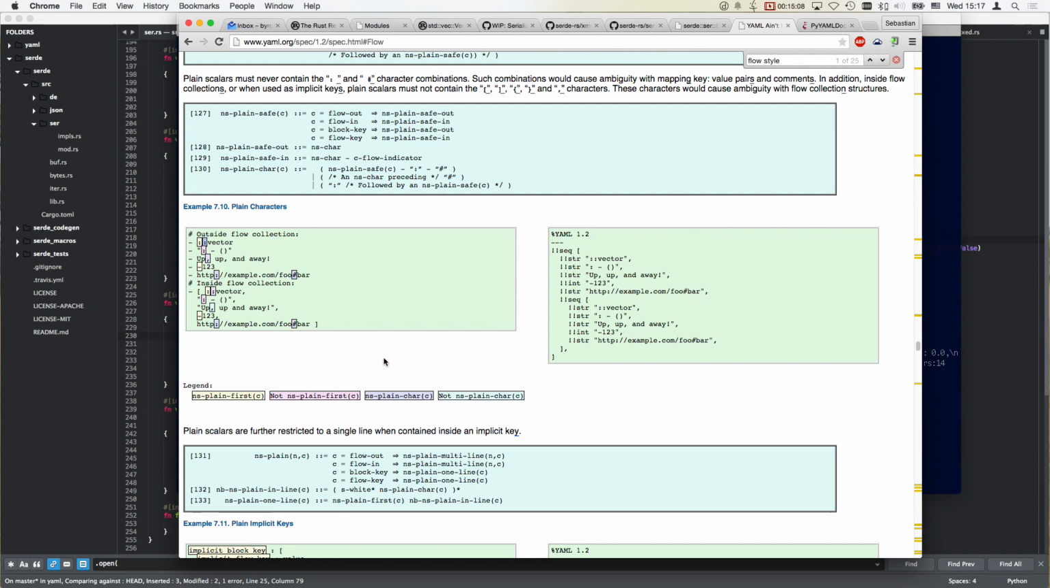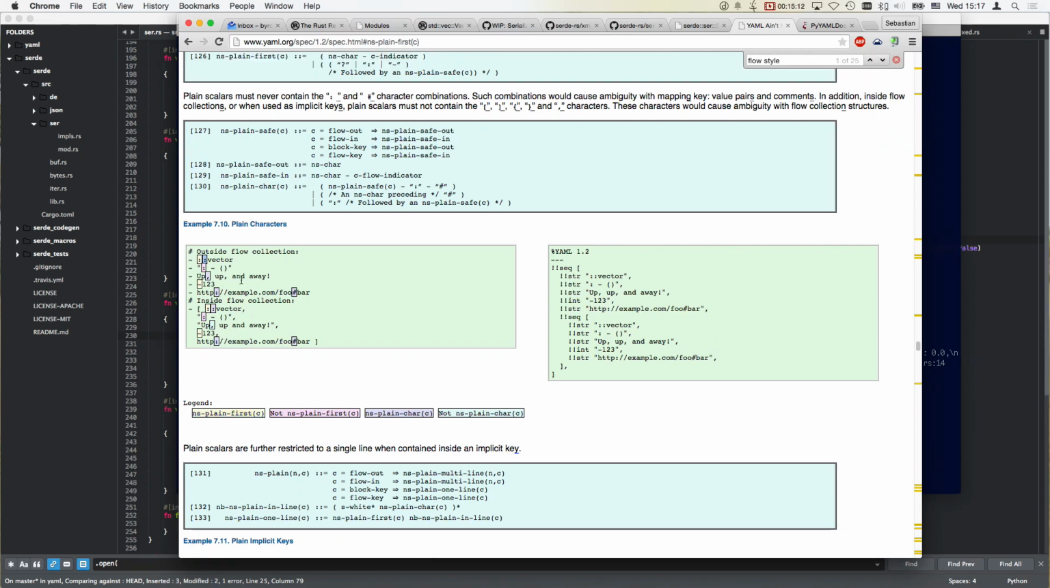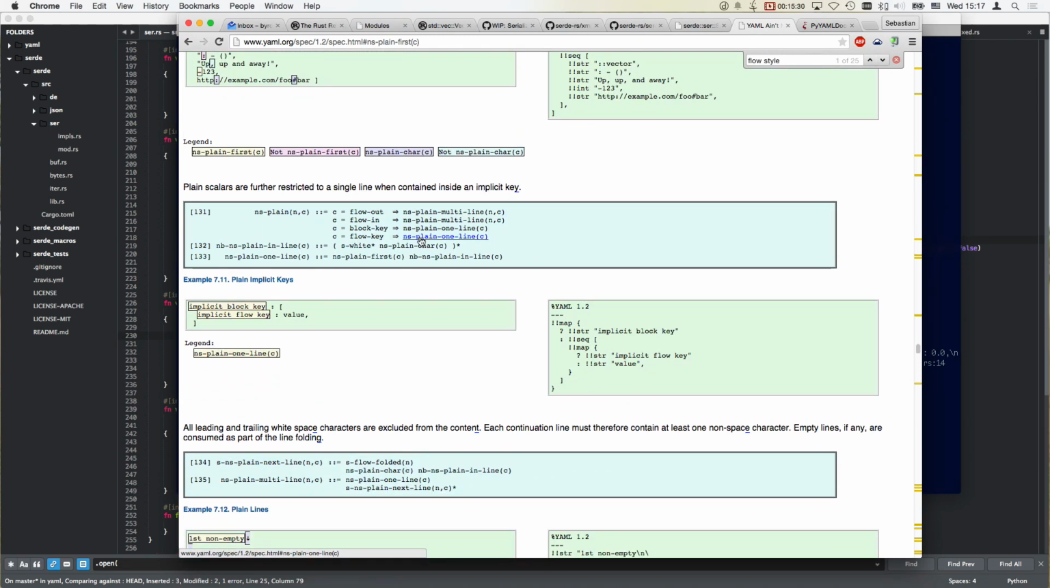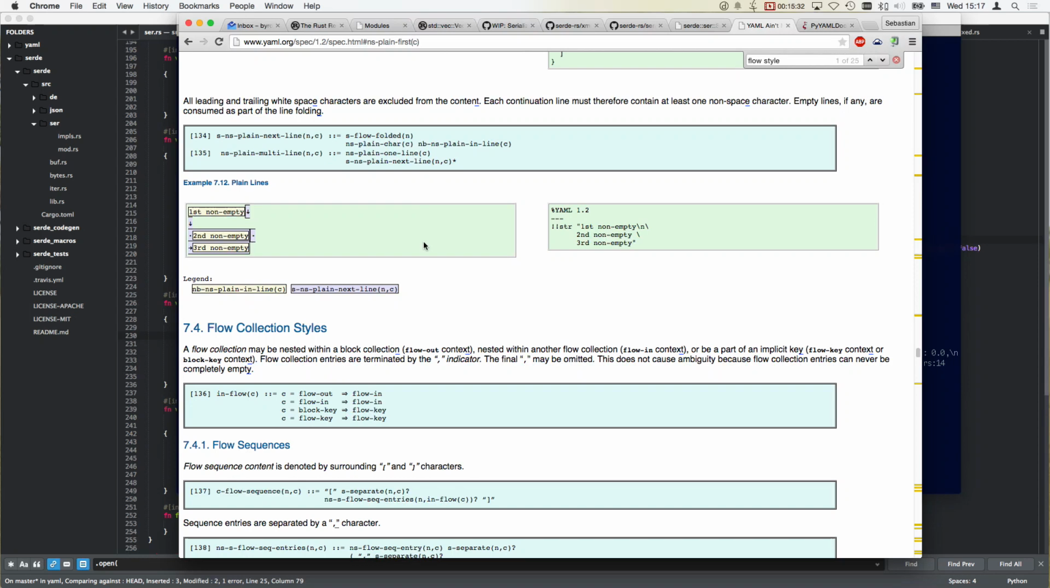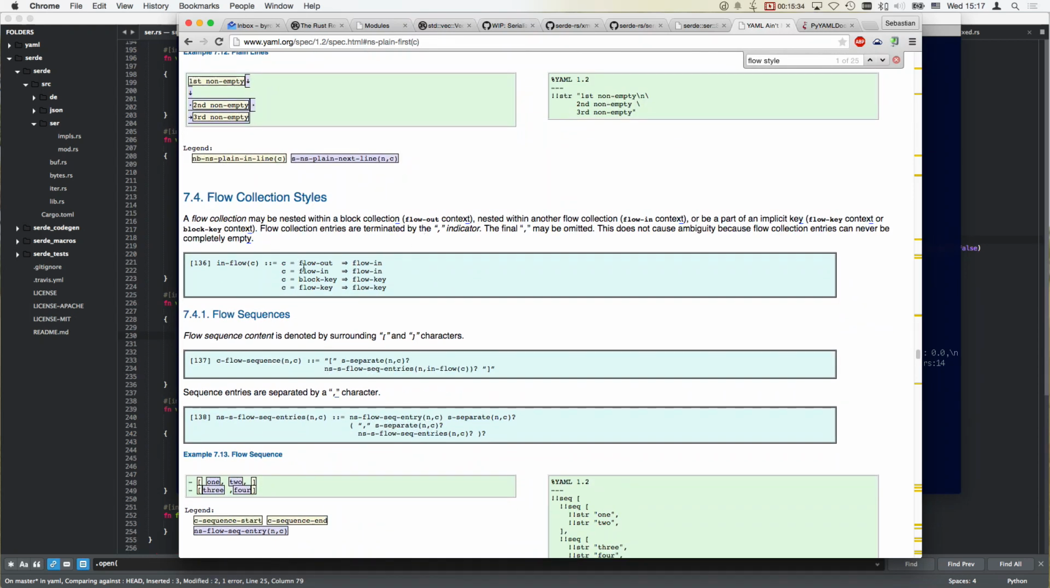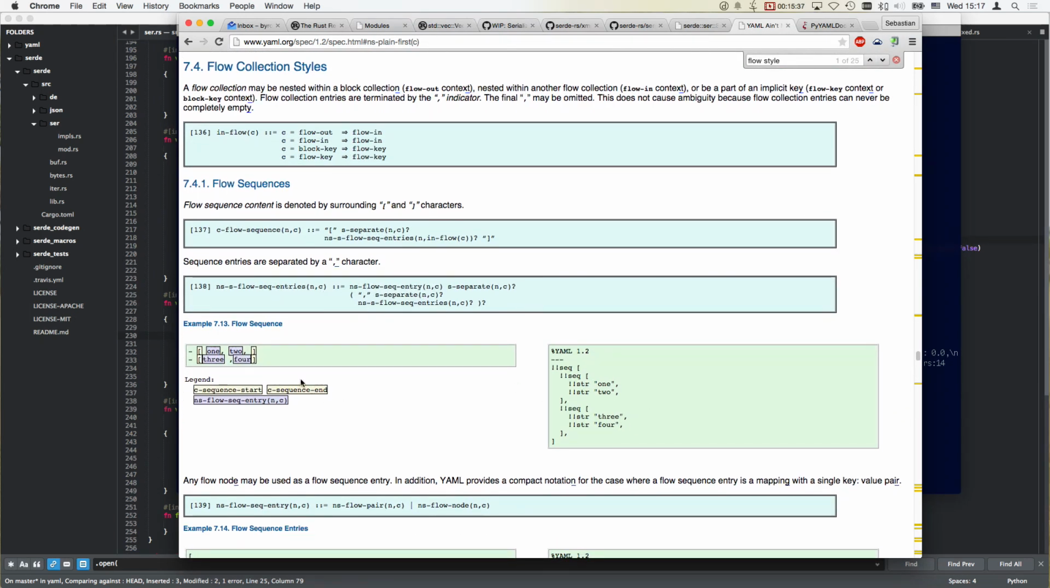Probably have to learn how to read this, huh? Legend, n is plain first. Not n is plain first, n is plain char. So it seems like lots of enumerations want to be used here. Wow, it's amazing. So I think the serializer will already be quite complex, man. Flow collection styles. Flow collection, is that maybe what I was looking for?